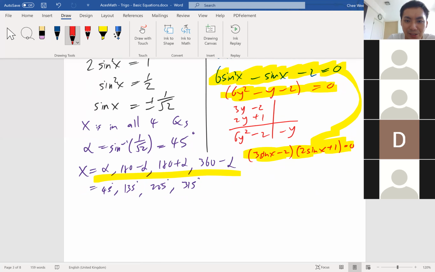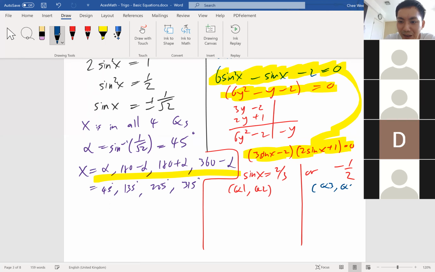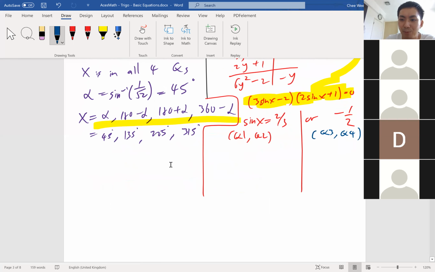So this kind is not a plus minus kind, so it's a bit more troublesome. So sine x is 2/3 or minus half. So two different unique cases now. For the first case, which quadrant is it? Quadrant 1 and 2. And the second case is 3 and 4. So you have to write something like this down already. I'll get a bit lazy now and just write Q1, Q2, Q3, Q4. Then what should be the working to solve for x in both cases?